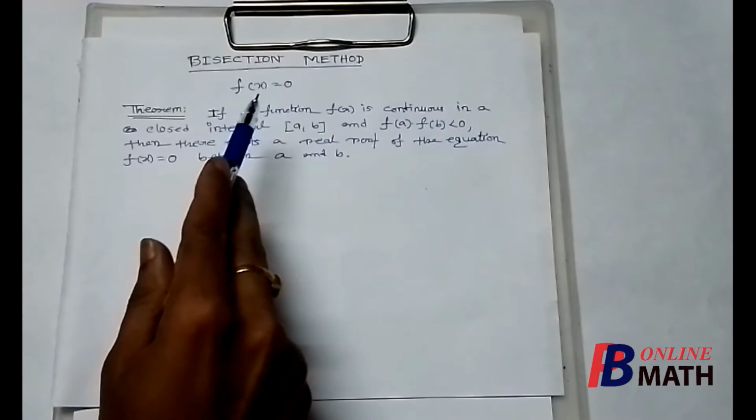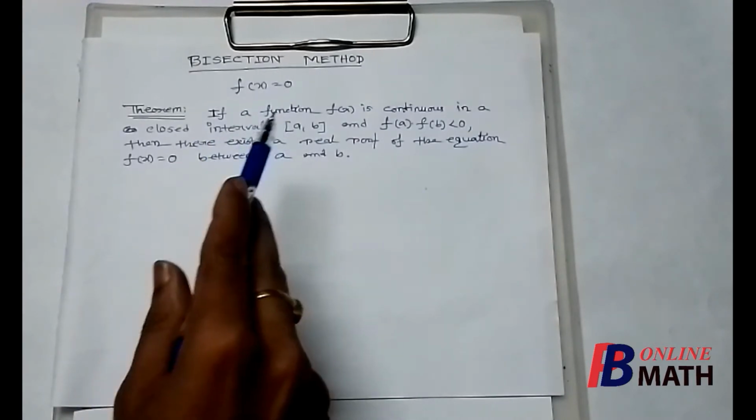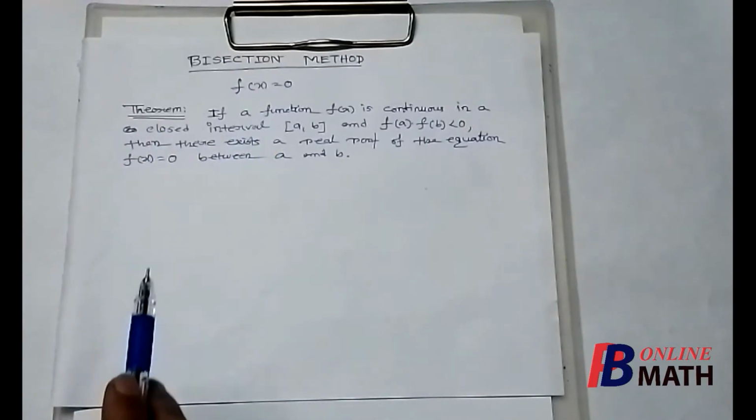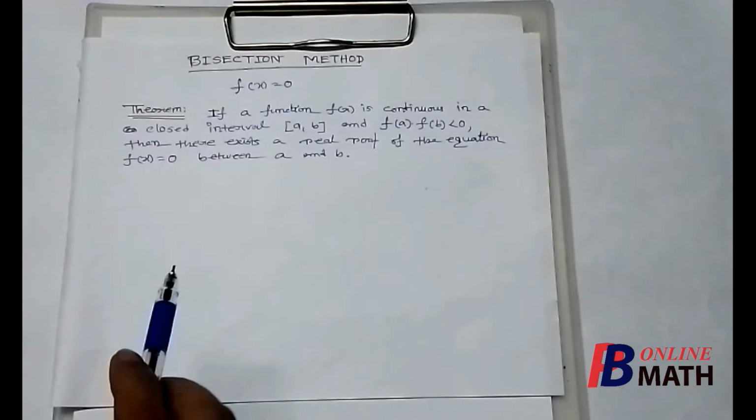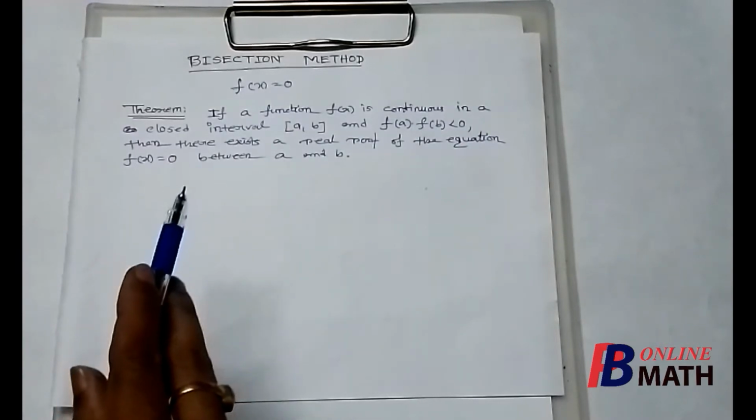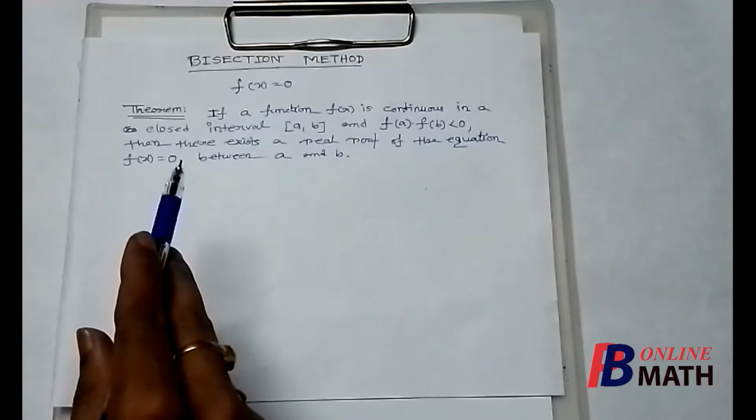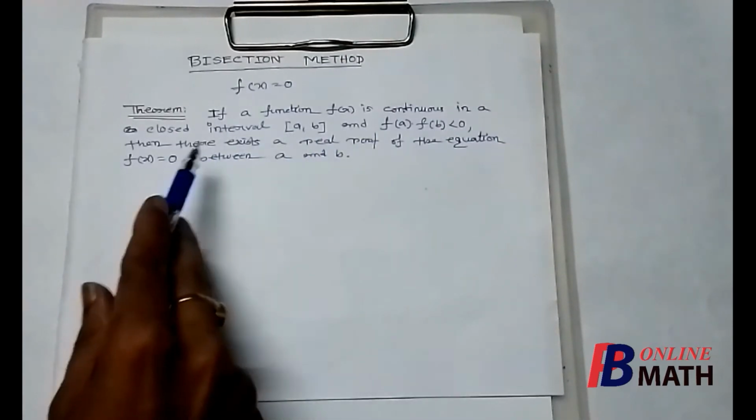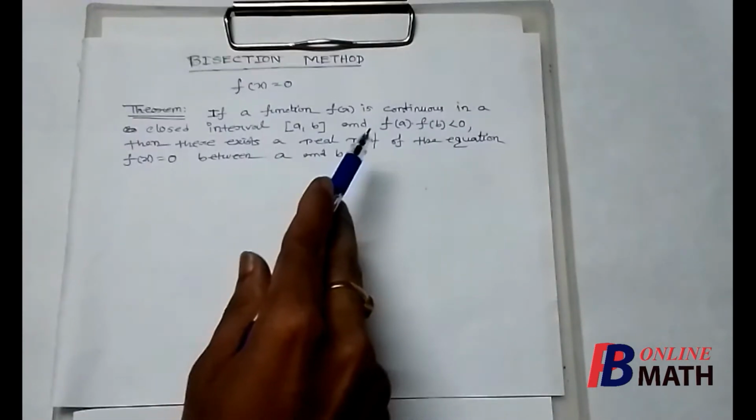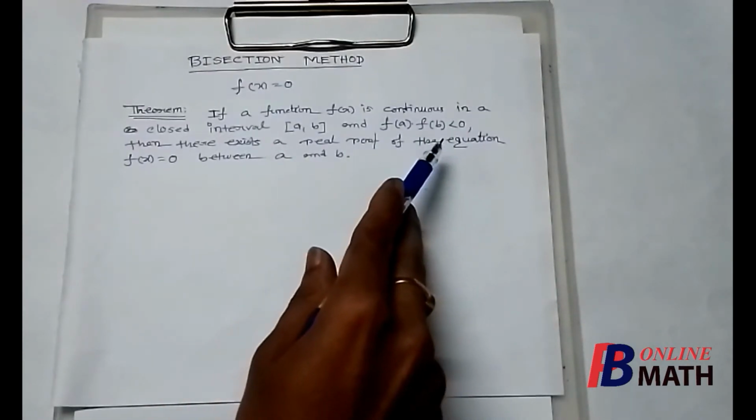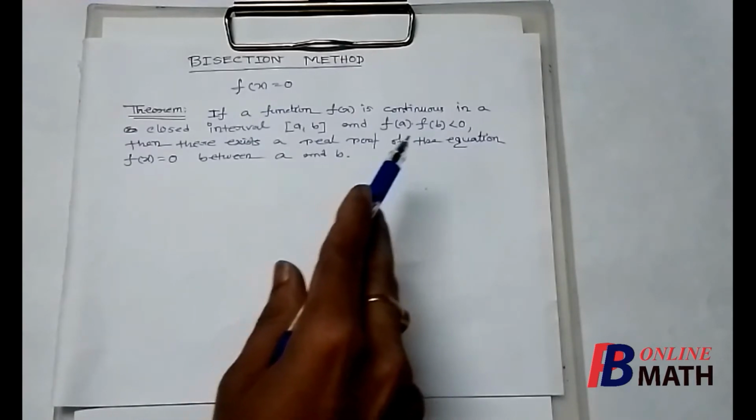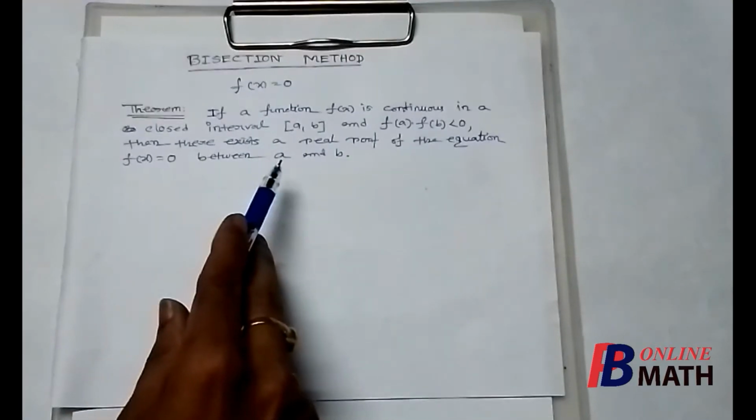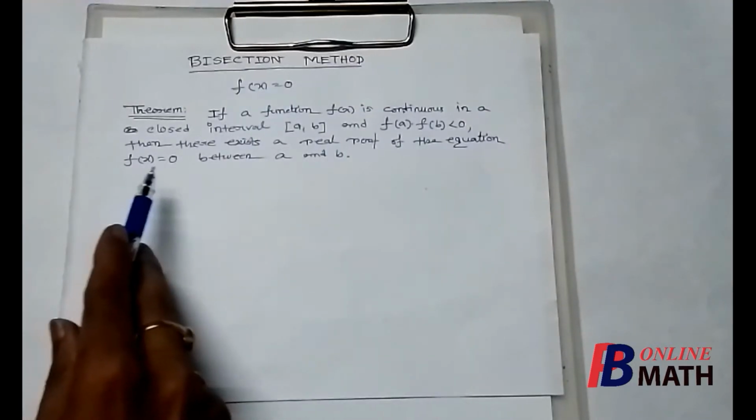Suppose f(x) = 0 is the given transcendental equation and we have to find one real root of this equation by the bisection method. To find this root we shall use one theorem, which states that if a function f(x) is continuous in a closed interval [a, b] and if f(a) times f(b) is less than 0, that means f(a) and f(b) have opposite signs, then there exists a real root of the equation f(x) = 0 between a and b.